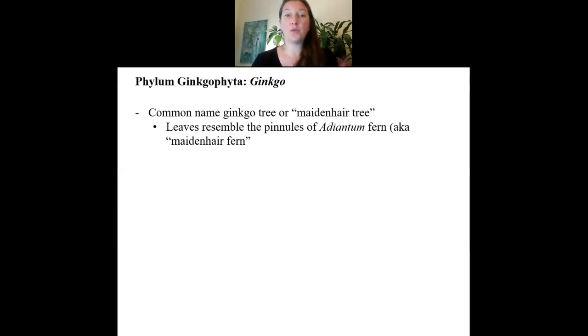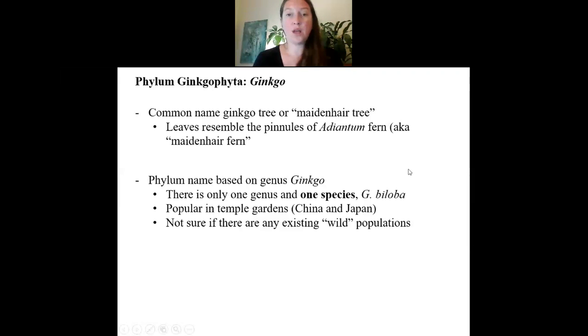The word ginkgo, so we did ferns last time, right? The word ginkgo comes from maidenhair, and it's because the leaves of ginkgo resemble the maidenhair fern that we saw during the fern lab. Remember, the maidenhair fern is the one that had the false indusium. So the margins of the leaf just bent over to protect the sporangia. That was the maidenhair fern. And the leaves of the ginkgo tree look a lot like the pinnules of the maidenhair fern, and we'll see that on the next slide.